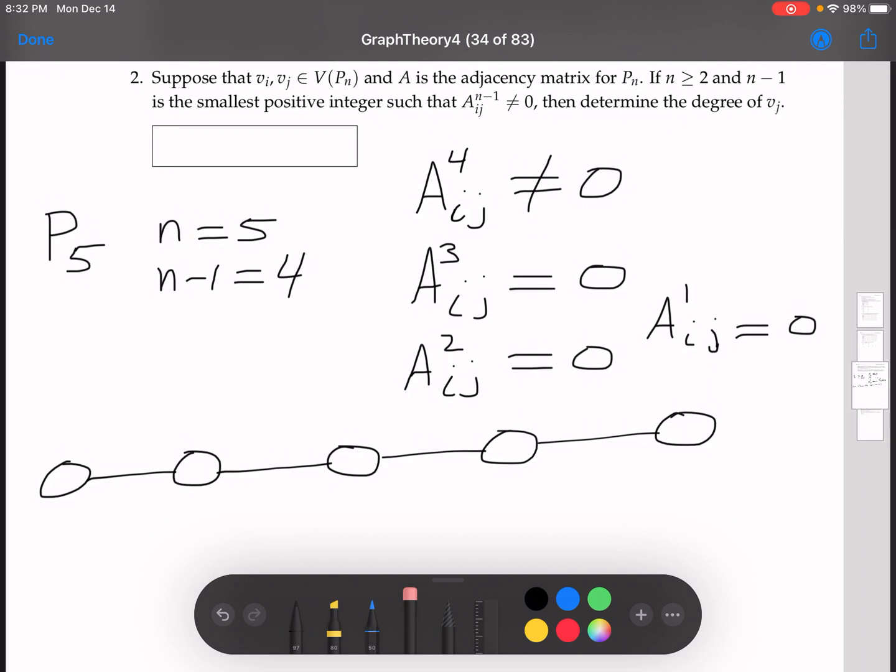And so think about why this has to be equal to 0 here. Because this is the smallest positive integer such that we have not 0. So if it's the smallest one where we have not 0, we can't have this one not 0, because then that would be the smallest, right? And that doesn't make sense. So our assumption is that 4 is the smallest for this example here.